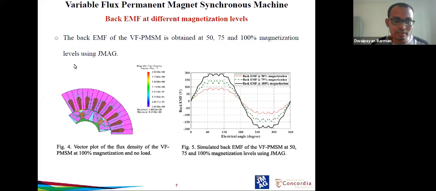A flux vector plot of the flux density of the variable flux PMSM at 100% magnetization and no load are shown at different parts of the variable flux PMSM, and we can see the flux distribution.